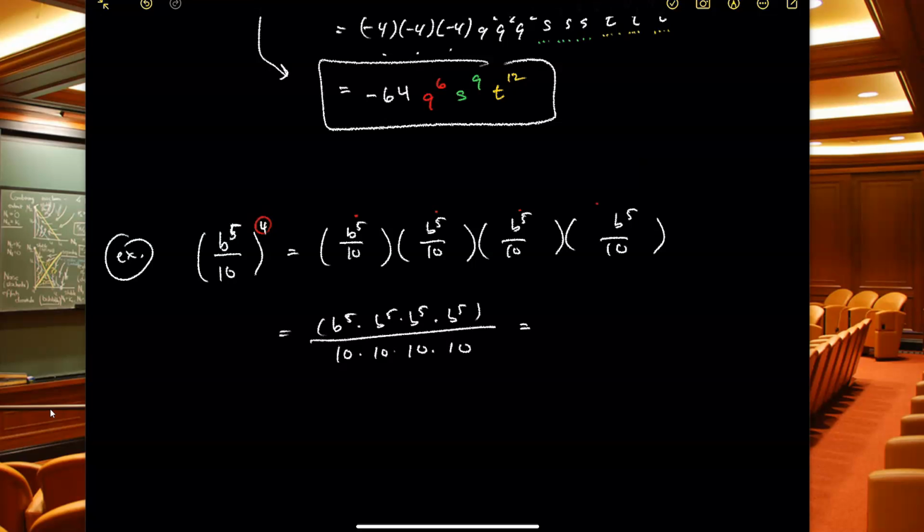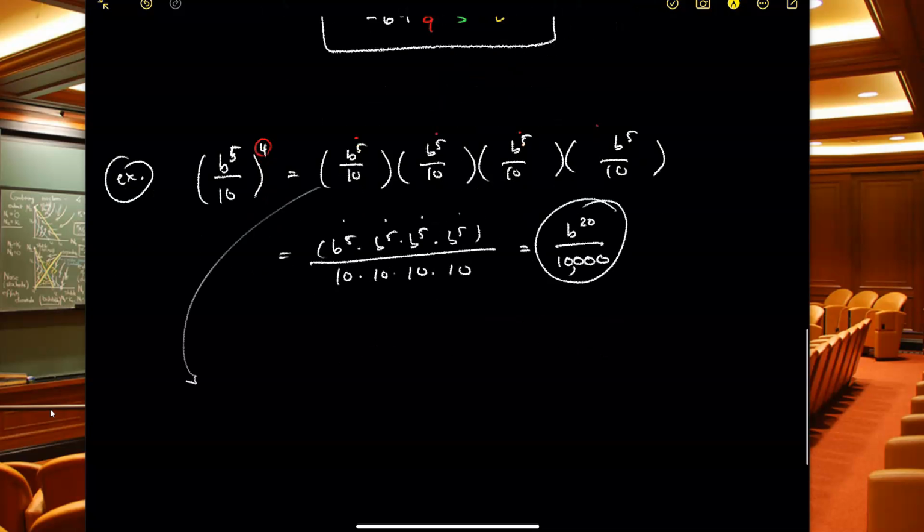So b to the 5th, how many do we have in the top? 5, 10, 15, 20 factors of b. And then 10 times 10 times 10 times 10 should be 4 zeros, so 10,000. And that's as good as we get. Okay, so how many factors do we have? Putting like things together and then simplifying as best we can.